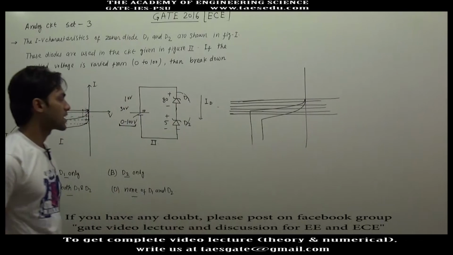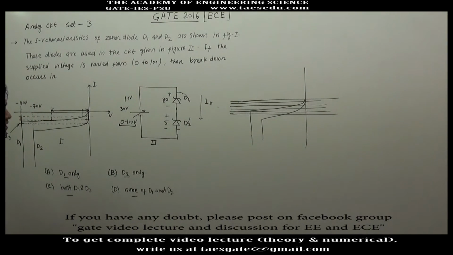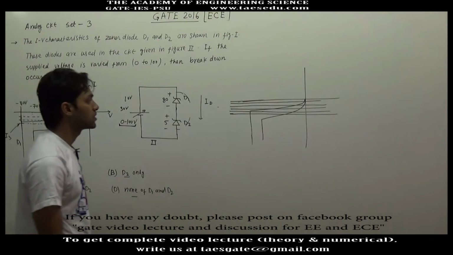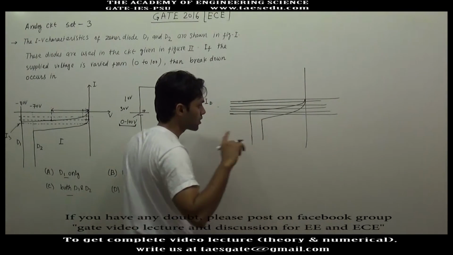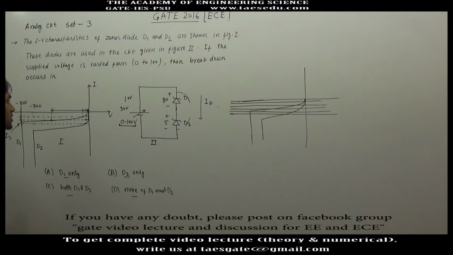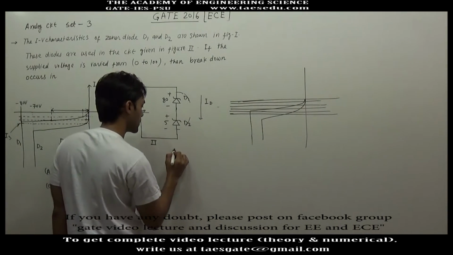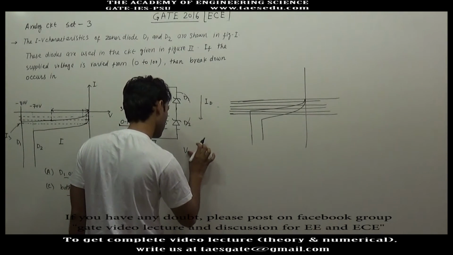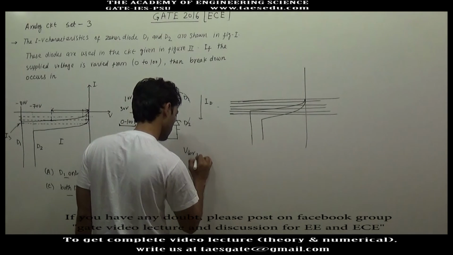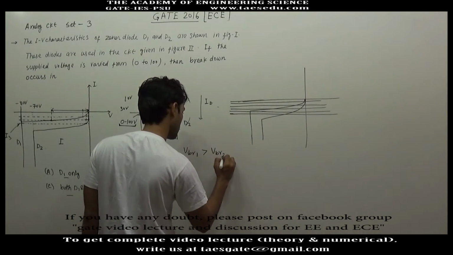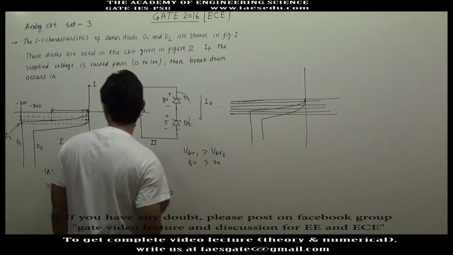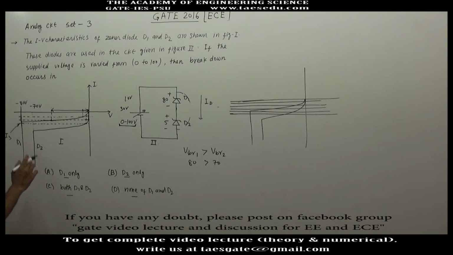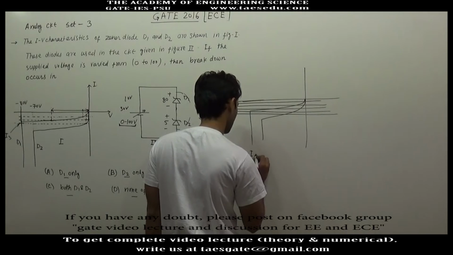Since the two diodes are connected in series, the reverse bias current through both diodes will be the same. So the diode which has the lower value of breakdown current will break down first. The breakdown voltage of diode D1 is greater than the breakdown voltage of diode D2. This is 80 volt and this is 70 volt. But the current has to be the same, and the breakdown current of diode D1 is less than the breakdown current of diode D2.